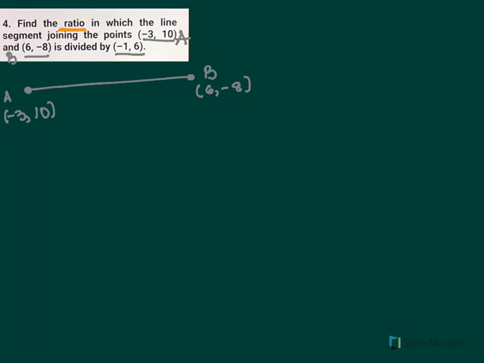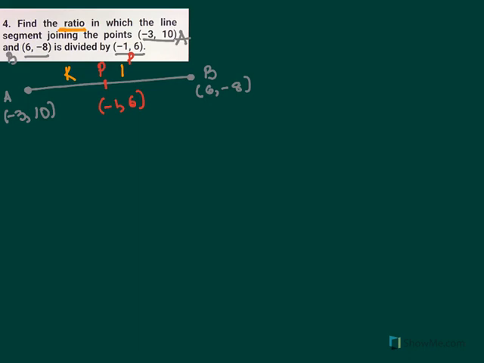We have a point P here whose coordinates are (-1, 6). This is point P. We need to find the ratio in which P divides AB. So let the ratio be K is to 1.